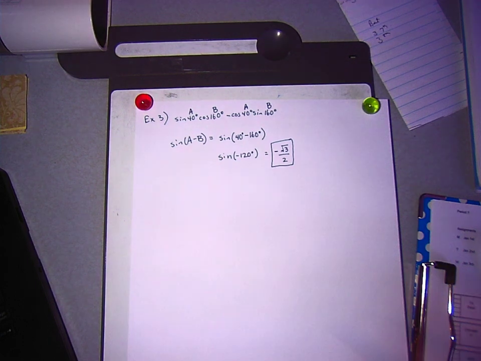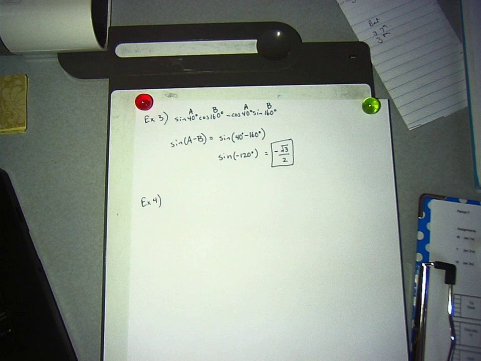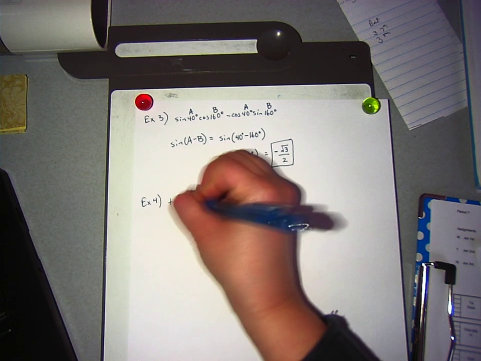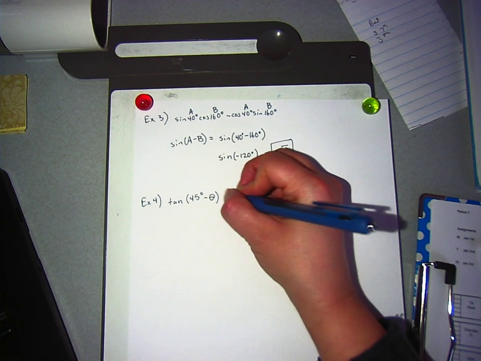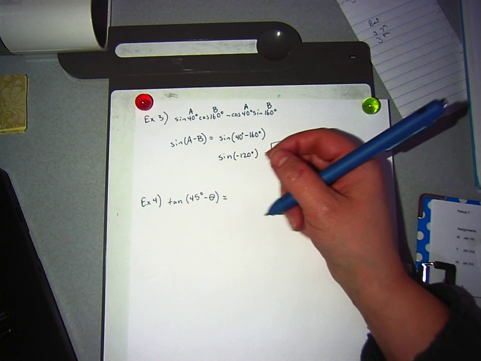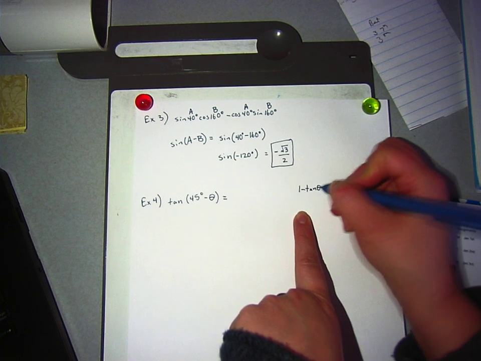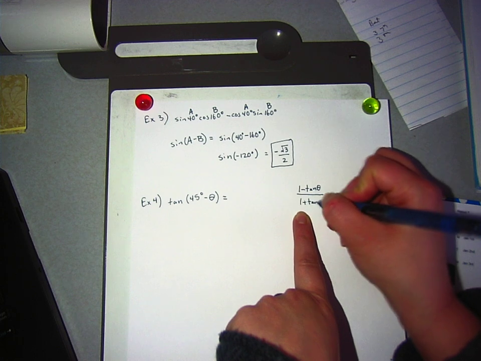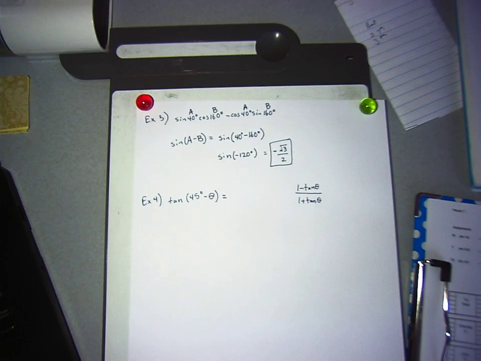All right, last one. Example 4. This one is the tangent of 45 degrees minus theta. I'm going to give a prize for this one too, for those people who want to come up. The answer to this is 1 minus the tangent of theta over 1 plus the tangent of theta. All right, try this with your partner. If you have no idea what you're doing, call me over and I will help you.